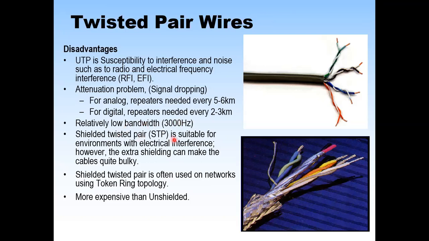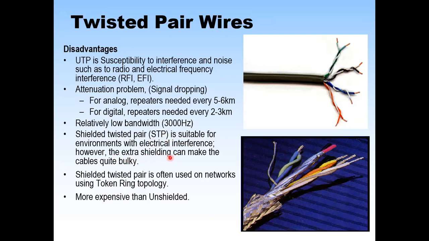Shielded twisted pair, STP, is suitable for environments with electrical interference. There are two types of twisted pair: UTP, unshielded twisted pair, and STP. These are the disadvantages: electrical frequency interference is greater in unshielded twisted pair. So instead of unshielded twisted pair, we can use shielded twisted pair. It is suitable for environments with electrical interference, where electric wires are passing nearby. It helps to reduce such electrical noise interference.